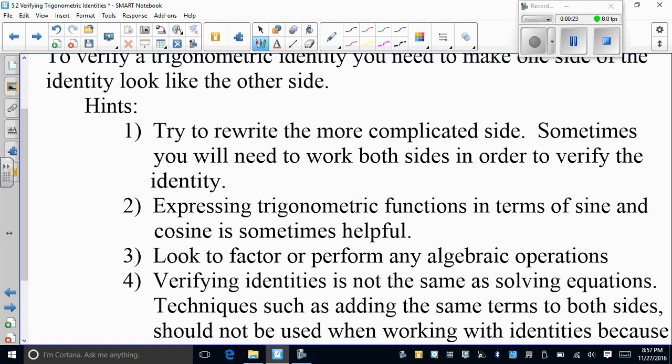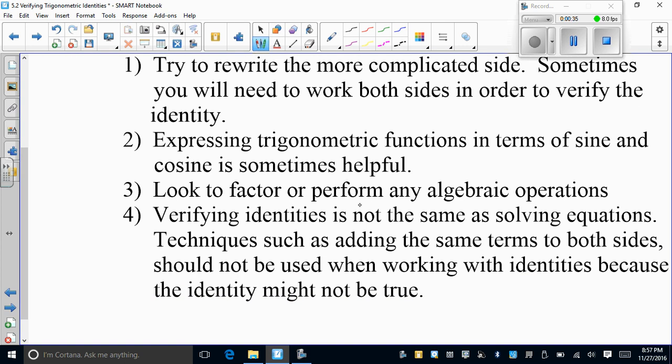Expressing trig functions in terms of sine and cosine is sometimes helpful. Not always. Sometimes it actually makes the problem more difficult. Look to factor or perform any algebraic operations. Verifying identities is not the same as solving equations. Techniques such as adding the same term to both sides should not be used when working with identities because the identity might not be true. You're trying to prove that it is.